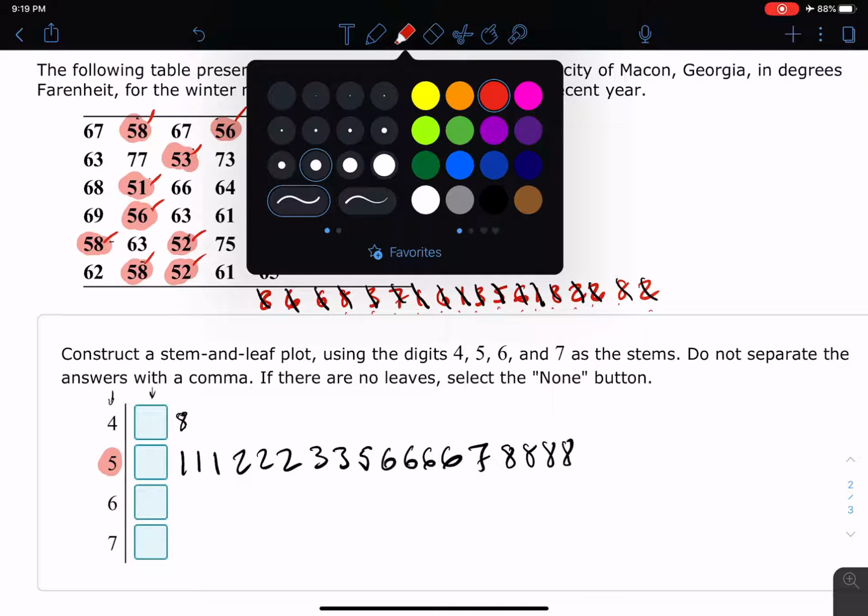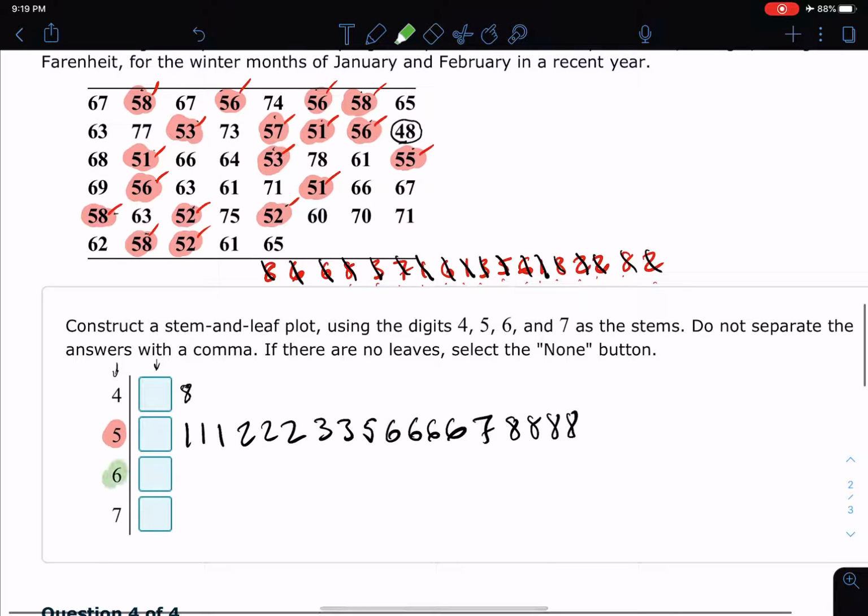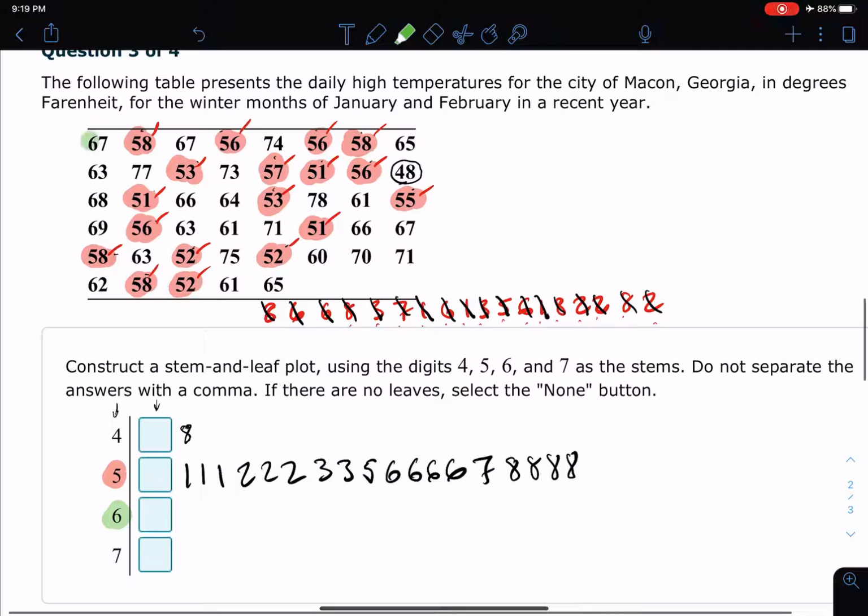digit. I'll do this in green. This is going to be anything that's a 60. So it looks like we've got one there, there, and there. And then we've got a 63 there.